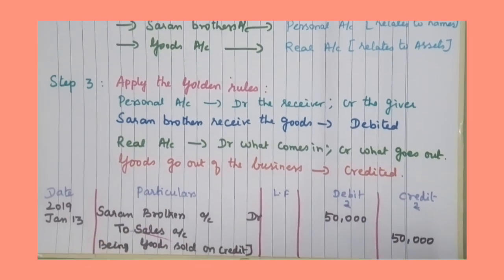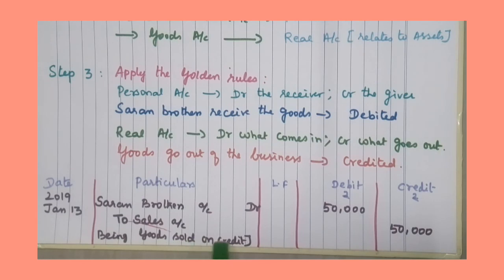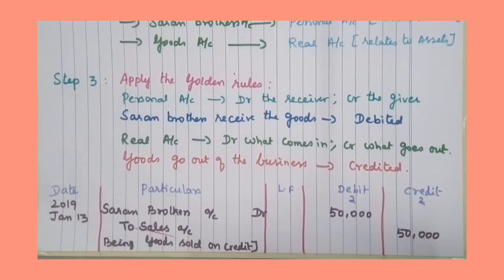Okay, I have written the narration: goods sold on credit. Then against debit, Saran Brothers account, debit 50,000, and to sales account, credit, I have written 50,000. So this is how we have to pass the journal entries. These are the steps in journalizing. Don't forget the 3 steps, and you have to repeat these 3 steps for all the transactions. Okay, hope you are clear with the steps in journalizing. In the next module we will see the transactions of different types. Okay, thank you.